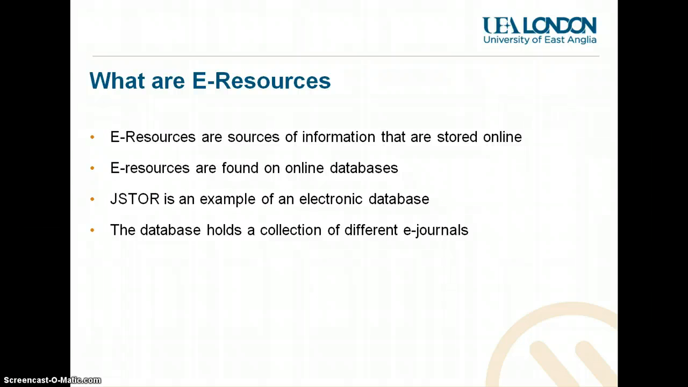E-resources are stored in online databases. Each database, for example JSTOR, will hold a collection of different e-journals. It will have its own search engine, like a mini Google, for you to find e-journal articles. We will be taking a look at this database in more detail later on.